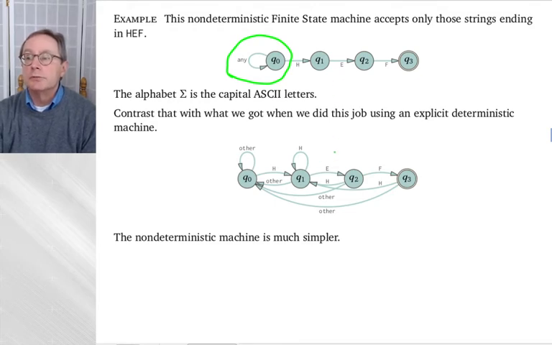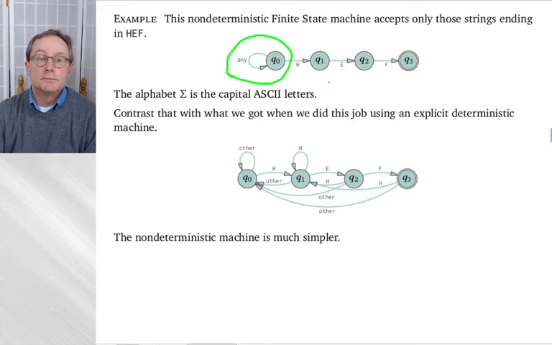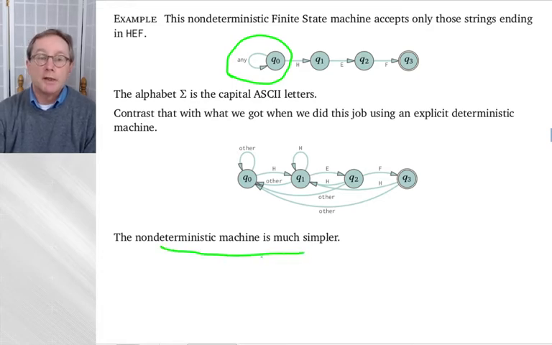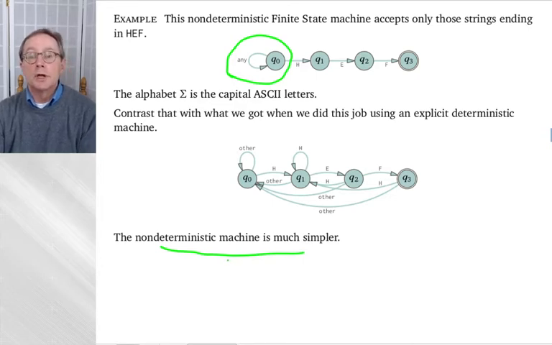Look at the difference between the two machines. This one is just simply simpler. It waits and waits and waits, and then when the end of the string is coming, if it sees an HEF, it grabs onto it and accepts that entire string because HEF is the suffix. So the non-deterministic machine is much simpler. By the end of this slide, we're going to show you how to convert a non-deterministic machine to a deterministic machine. So given a job that looks somewhat complicated, you can do it in a non-deterministic way, then convert it to a deterministic machine, and in that way have two easy jobs rather than one hard one.